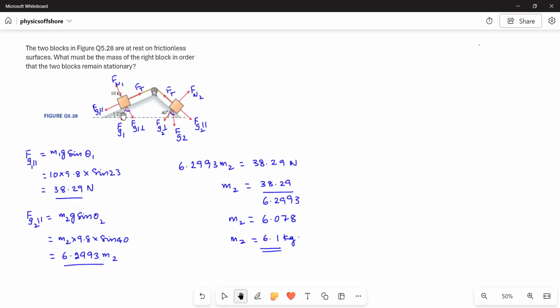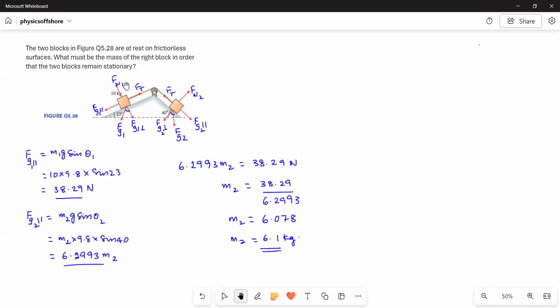Now, they gave the angles of the ramps. One is 23 degrees, another one is 40 degrees, and one of the blocks has a mass of 10 kilograms. We have to find out the mass of the second block. Here, the entire system is in static equilibrium.